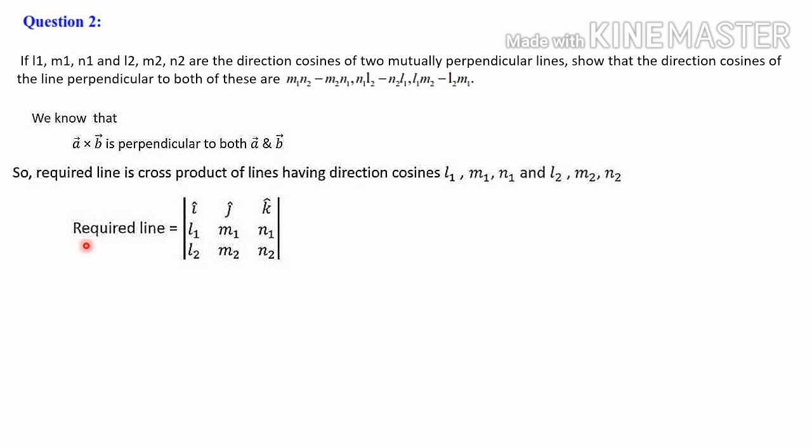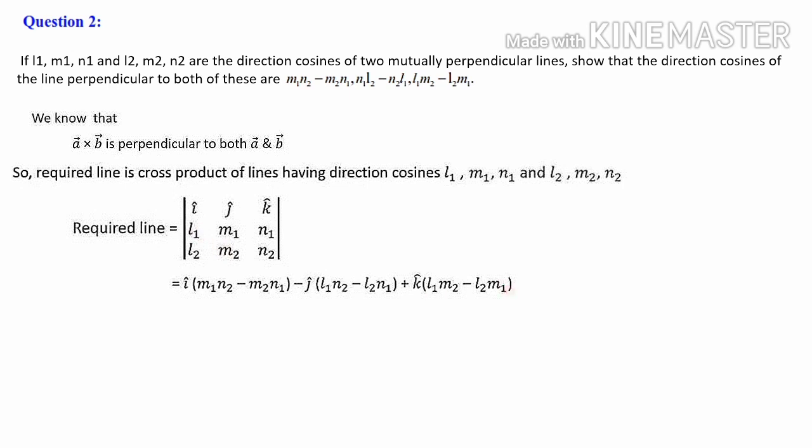So the required line is equal to the cross product. We know how to take the determinant: i j k as the first row, then the direction ratios, but here we are using direction cosines, L1 M1 N1 as the second row, L2 M2 N2 as the third row. When you do the calculation, i cap into M1 N2 minus M2 N1, minus j cap into L1 N2 minus L2 N1, then plus k cap into L1 M2 minus L2 M1.